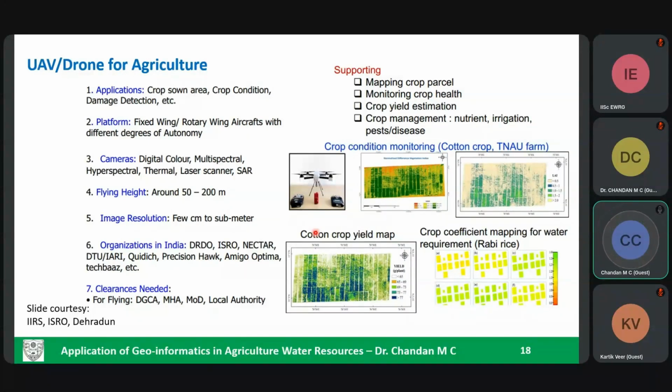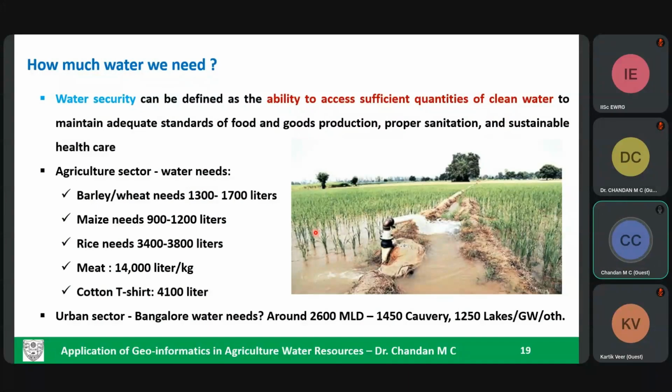So now when we are talking about the usage of this kind of satellite data for agriculture, the next question that we have is how much water do we need? So when we look at water security, it clearly states that it is the ability to access sufficient quantities of clean water for everyone, and how it can be sustainably used, whether it is for healthcare or the standard drinking water access or anything of that sort.